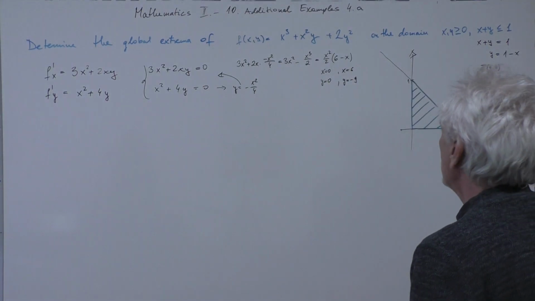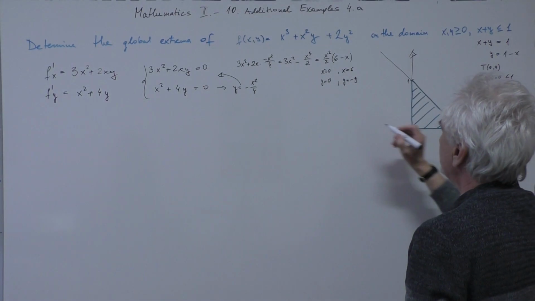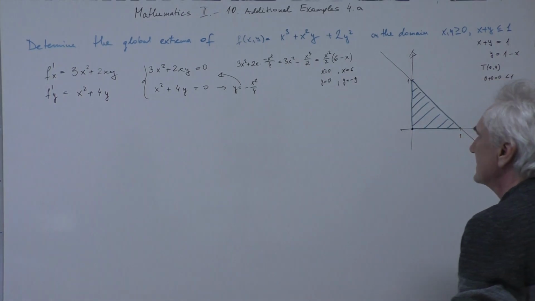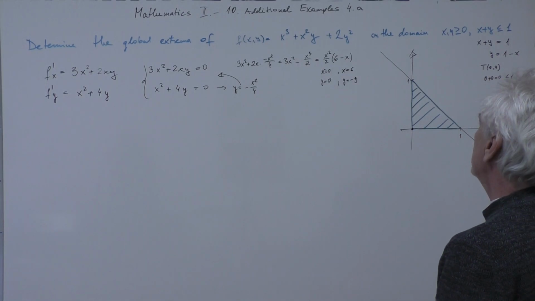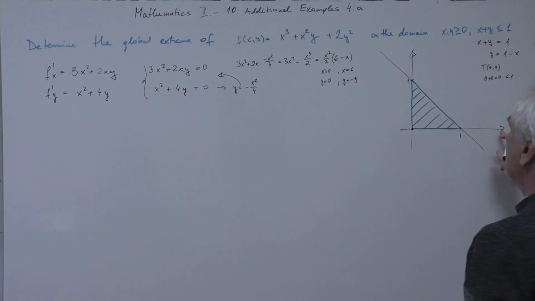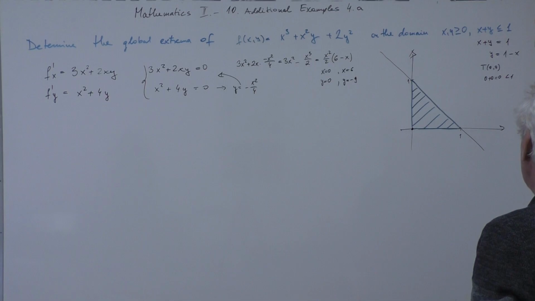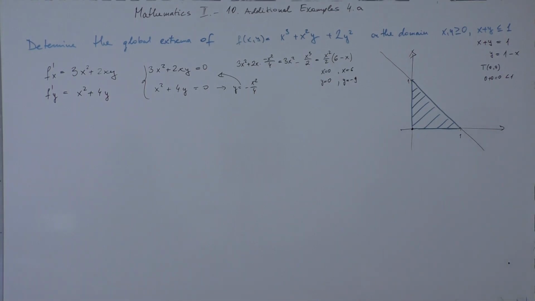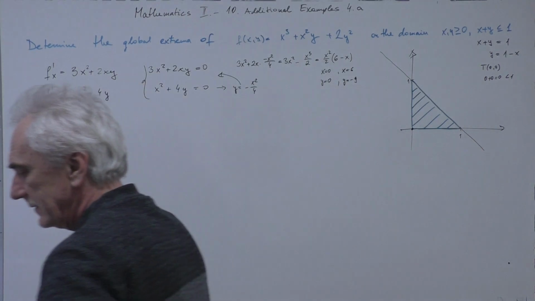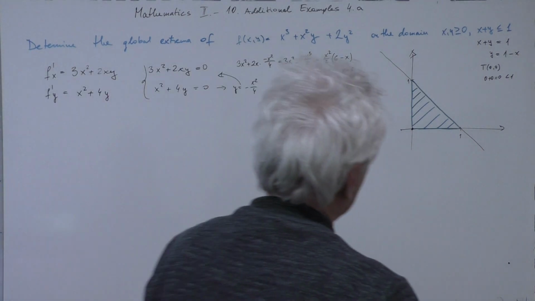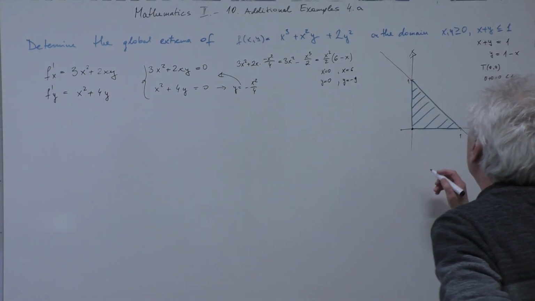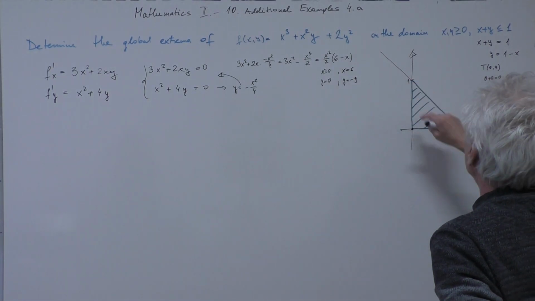Let's see, where are these points? The point 0, 0 is here, not inside of the domain, and the point with x equal to 6, y equal to minus 9 is somewhere here. Clearly this one is outside of the region, so we don't have any critical points inside of the region. Now we have to consider the boundary of the region. Clearly this is a right triangle, so we must calculate the function value at the vertices.